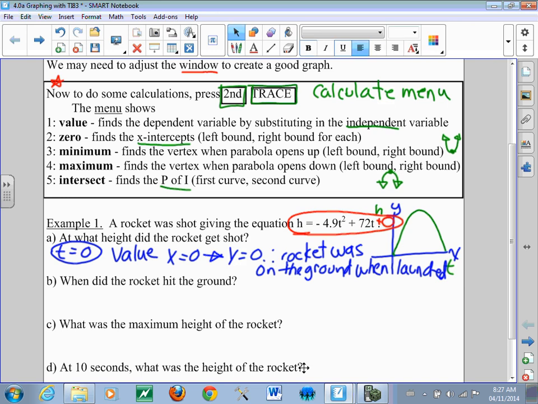All right, the next question. When did the rocket hit the ground? So at that point, I'm looking for this. When does it hit the ground down here? Okay, and that's an x-intercept. And another word for x-intercept in terms of our menu is looking for the 0. Okay, all right, so we're going to go back to our calculator.